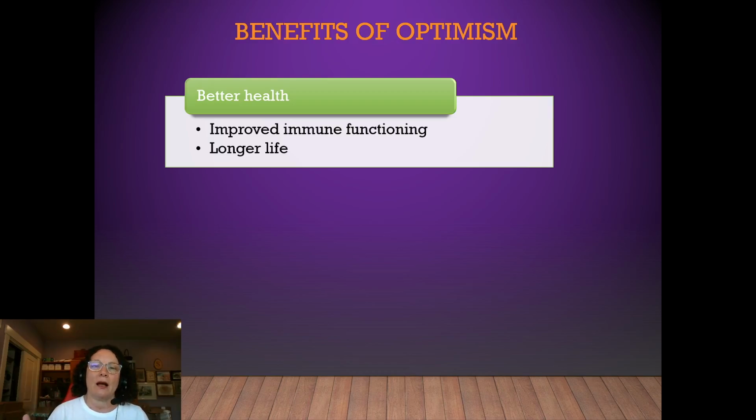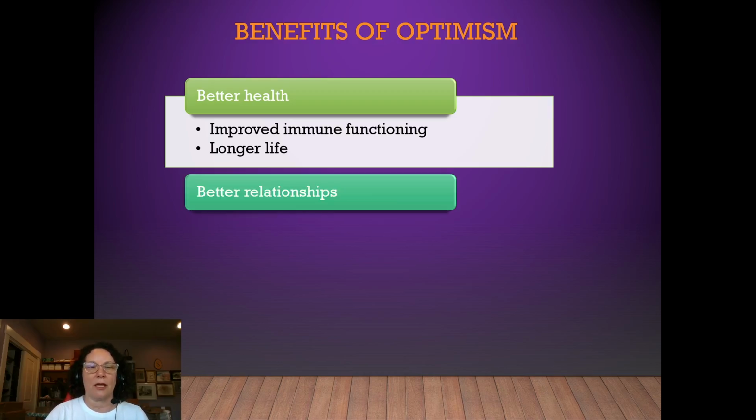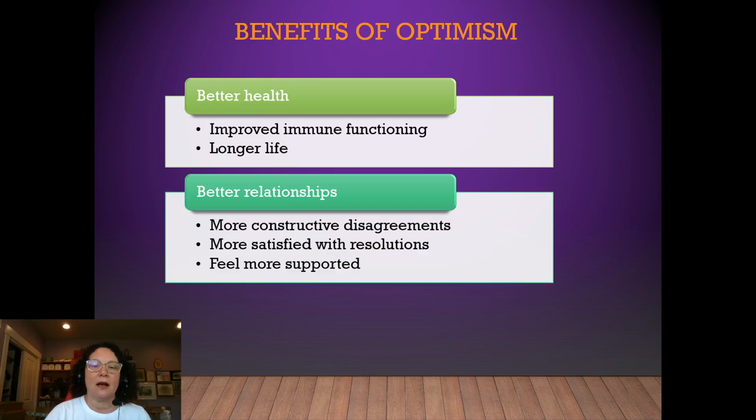People who score higher on optimism scales, like the Life Orientation Test, tend to live longer than people who score lower on it. So it gives the impression that optimism has the benefit of somehow ensuring that a person lives a longer life. People who are higher in optimism tend to have better relationships.